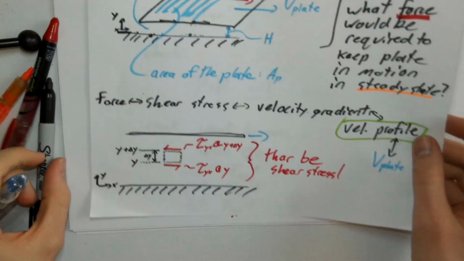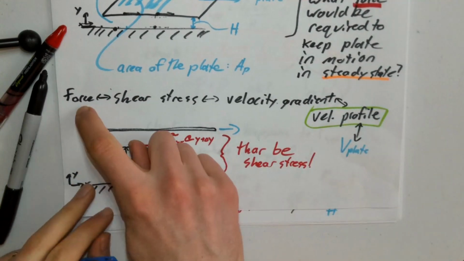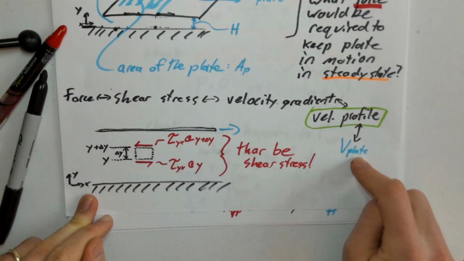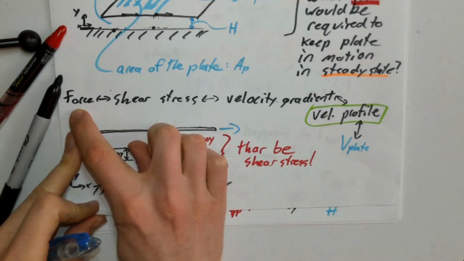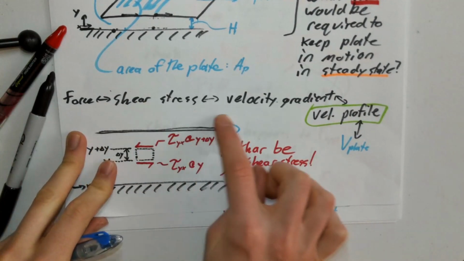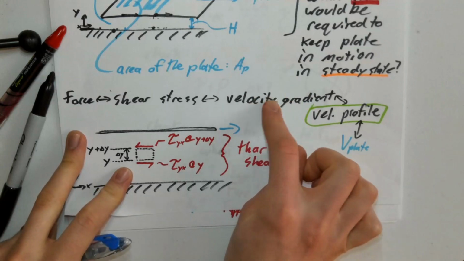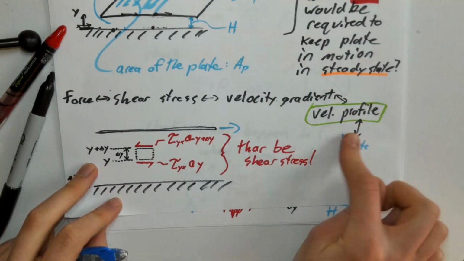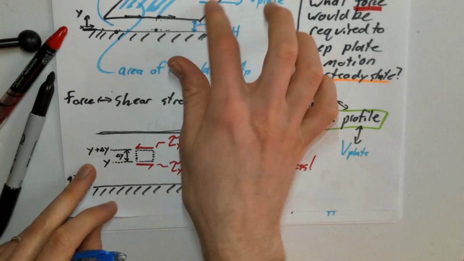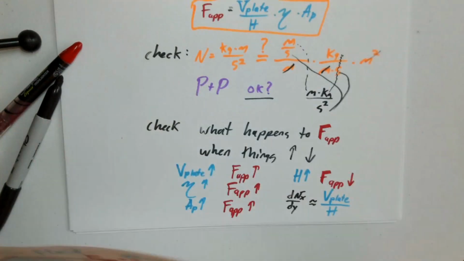So what have we done? We've finished creating a connection between force and the velocity of the plate and also some other known parameters. We got to force from shear stress. We got to shear stress with velocity gradients. We used velocity gradients to get a velocity profile, and the velocity profile was what allowed us to relate it to things like the velocity of the plate and some other problem parameters.